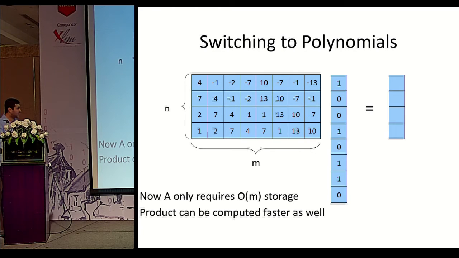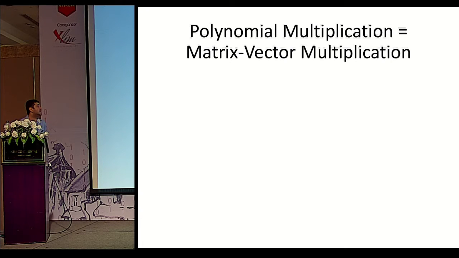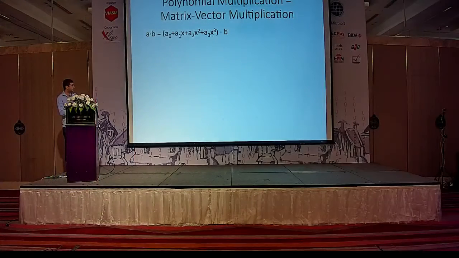Okay, so the nice thing about putting structure in this A is that now you need a lot less storage, and the product can be computed faster as well. The reason for this is that polynomial multiplication is basically matrix vector multiplication. So here's a basic example. Let's say I have two polynomials, A and B, just polynomials over the integers. I can write the product by expanding the coefficients of A times B.